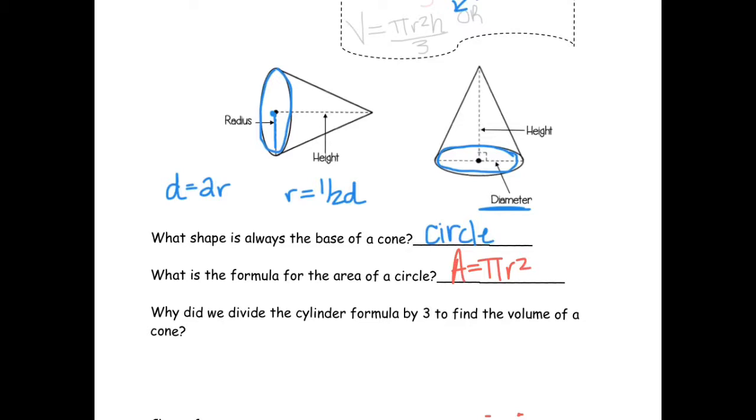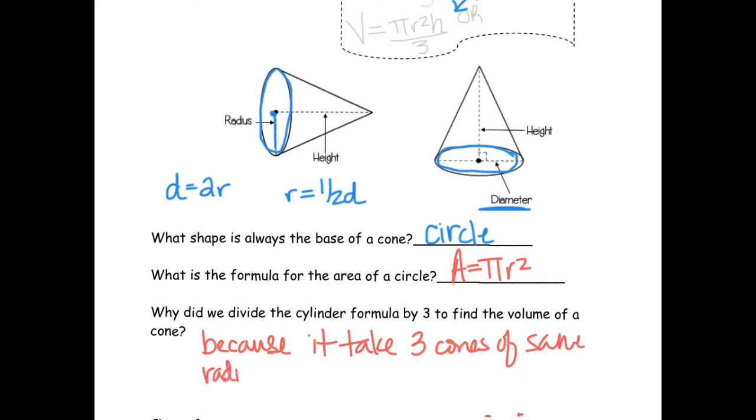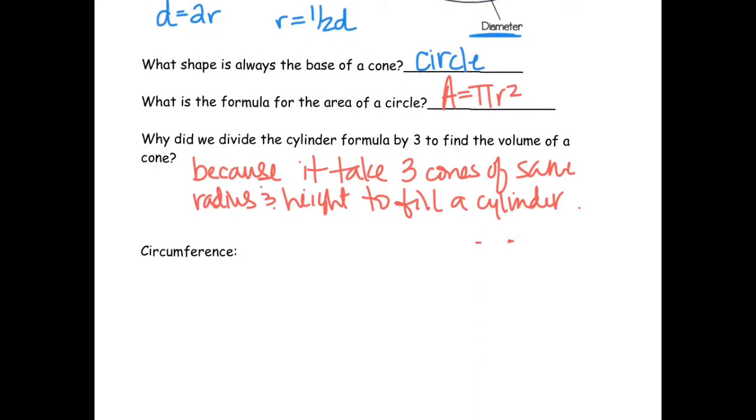Why did we divide the cylinder formula by 3? Well, if you watch the video or if you just listen to what I said, it's because it takes 3 cones of the same radius and height to fill a cylinder. That's why.